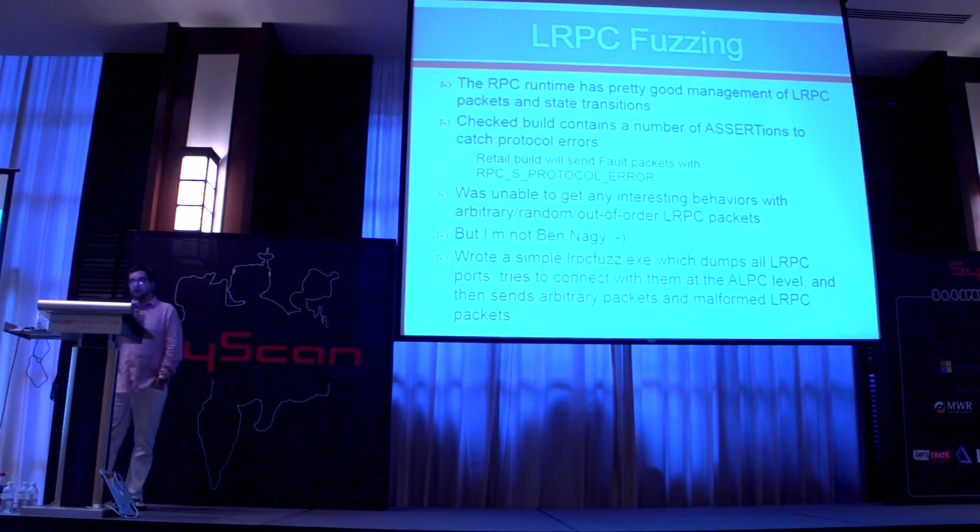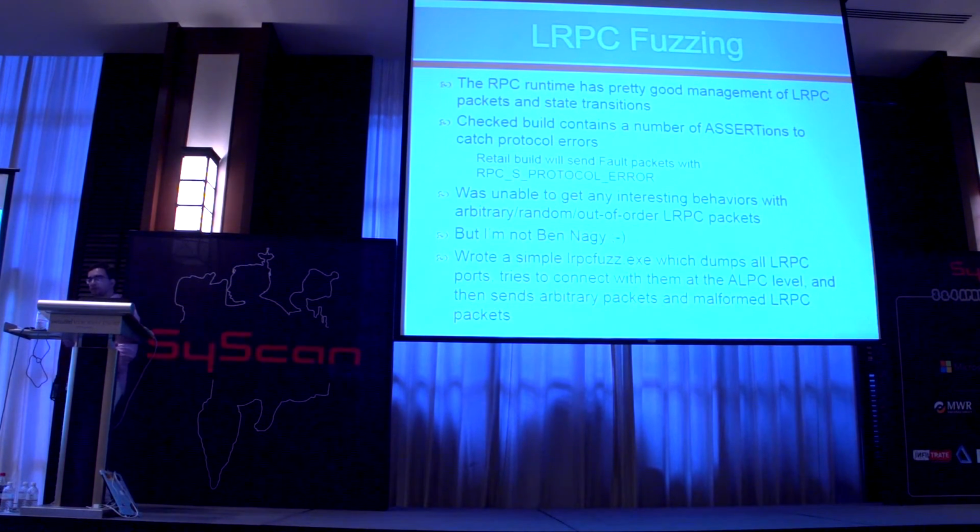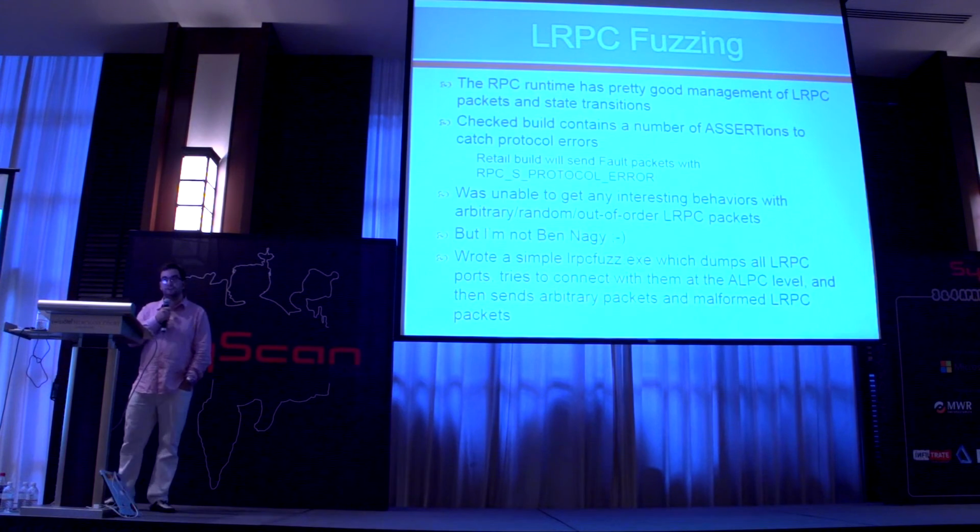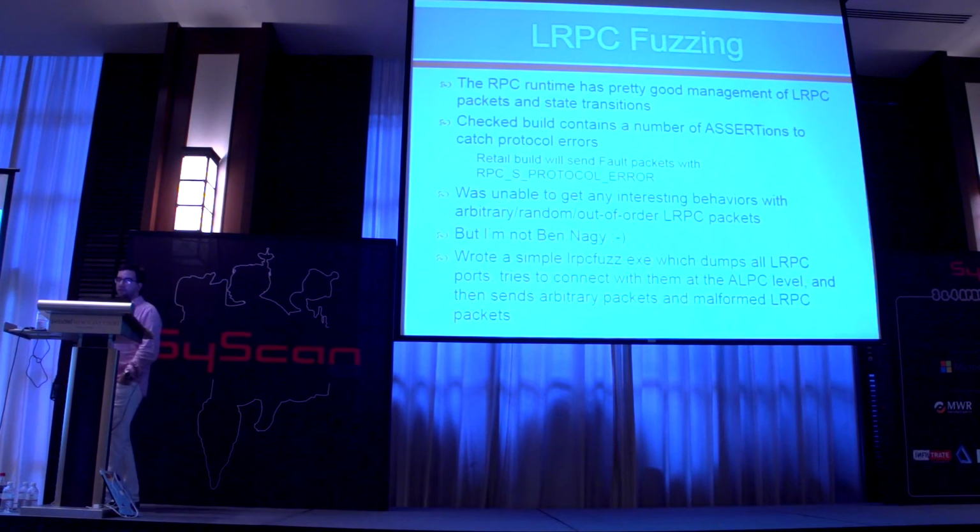So I looked at the runtime code, and it actually has really good management of LRPC messages. It was obviously written by a team that had done fuzzing, that had done hardening, and in the debug build, or the checked build, there's a bunch of assertions. They have a whole message class for checking protocol errors. And so they actually do a really, really good job of how to handle ALPC messages correctly.